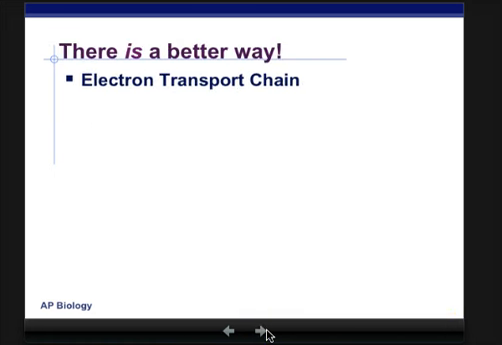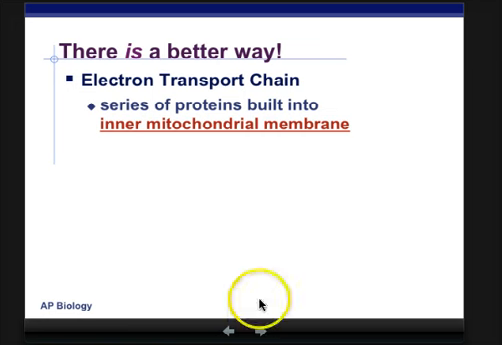Ta-da! Electron transport chain. So where does this happen? This happens in the inner mitochondrial membrane. That's one of the things you need to know about each of the steps: where it occurs. What part of the membrane, or what part of the mitochondria, what part of the cell do these things happen? So that might be something to make a little flashcard of. Where does glycolysis happen? Where does the Krebs cycle happen? And where does the electron transport chain happen?